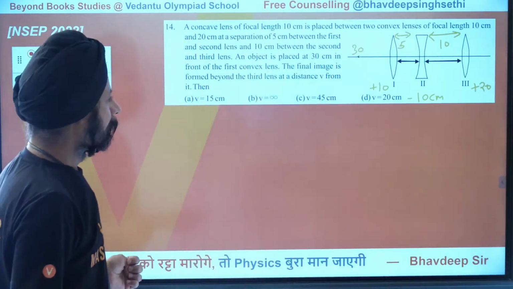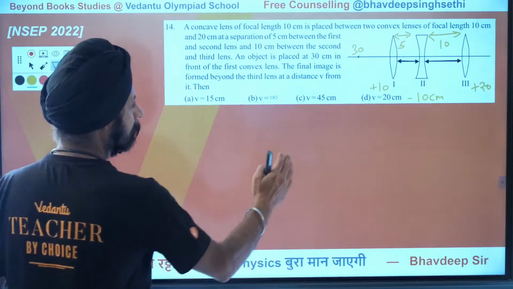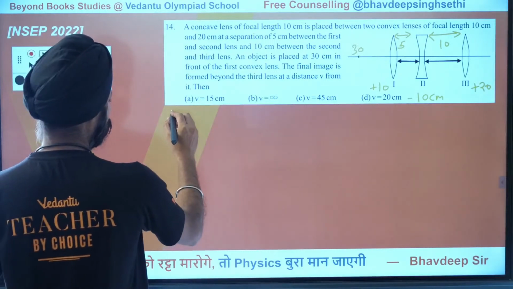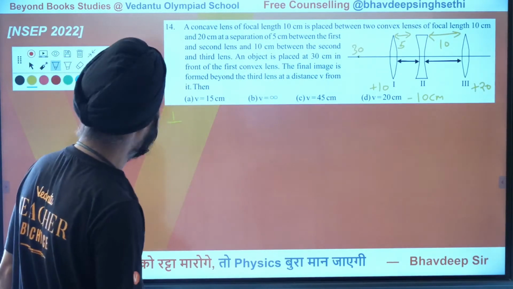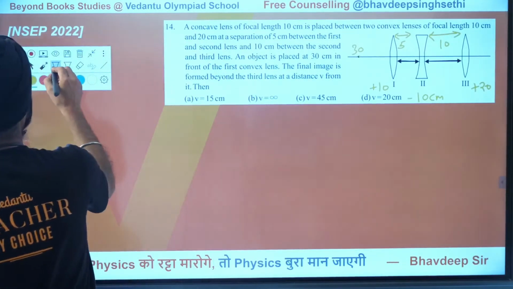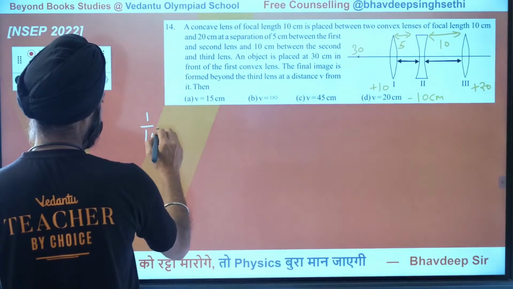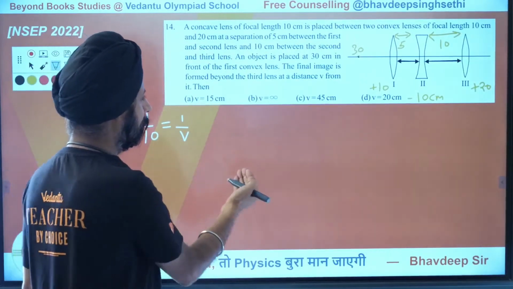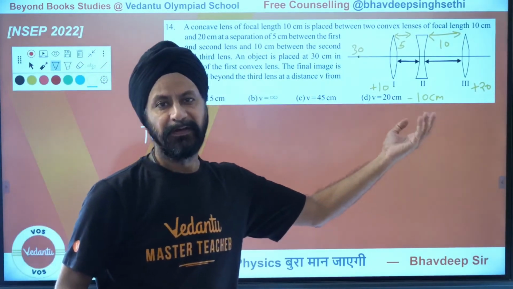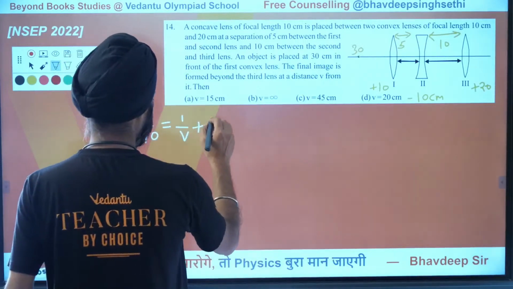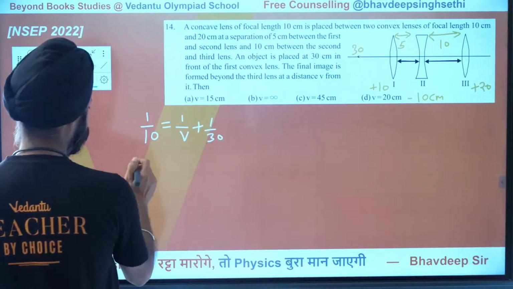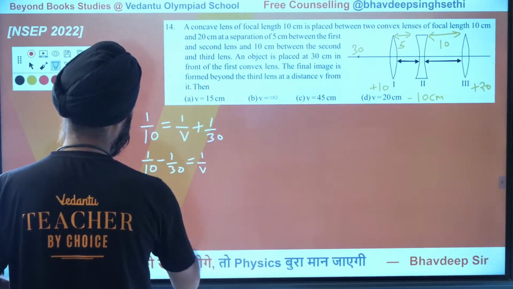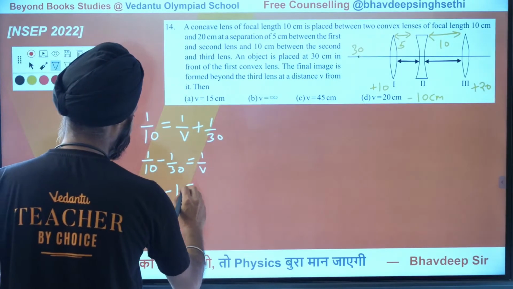Let's do very easy. 1 by f is equal to 1 by v minus 1 by u. So this object for this lens, let's see where does it form the image. So 1 by f, so that is 1 by 10. So 1 by 10 is equal to 1 by v minus 1 by u. But u itself is negative 30. So minus minus becomes plus. So plus 1 by 30. You bring that here. So 1 by 10 minus 1 by 30 is equal to 1 by v. So v comes out to be 15 centimeter.